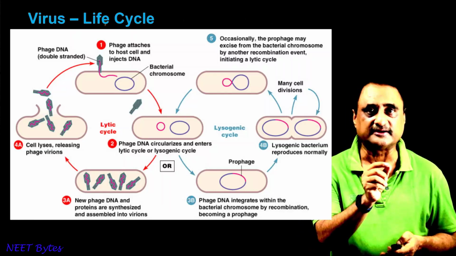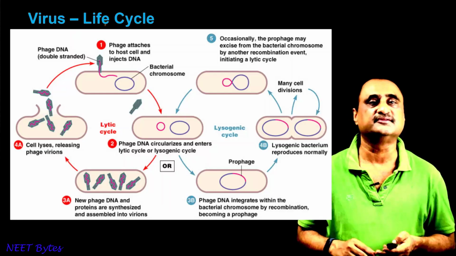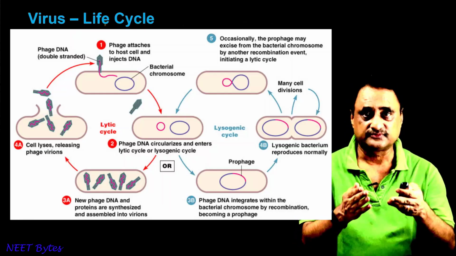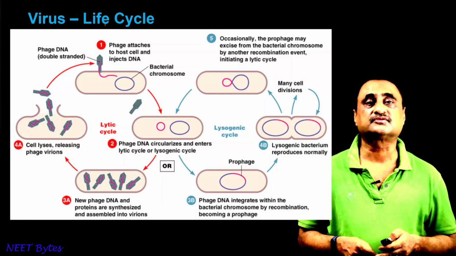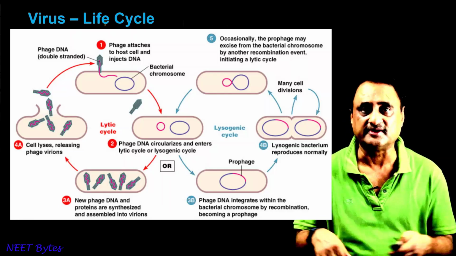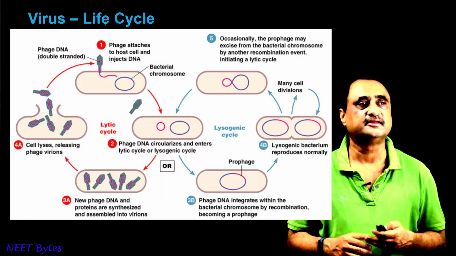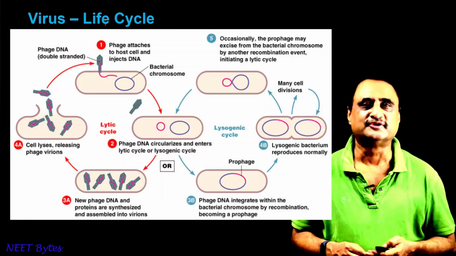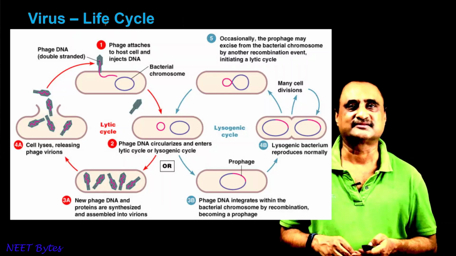So the red colored structure inserted within the bacterial DNA, this is what we call a prophage, right? As we have discussed, once the prophage gets activated, it will enter into the lytic cycle, and eventually it will destroy the bacterial cell, right? So this is about the two types of life cycle in the case of viruses.